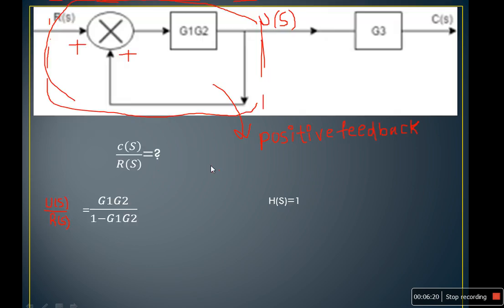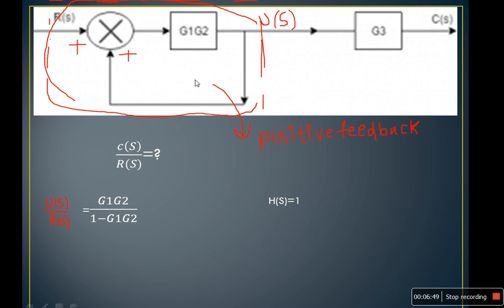Next, this is problem number 3. Here if you observe this circuit, we are having one feedback path, and in addition to that we are having some other block also. In order to do these types of problems, first identify what the feedback is. Here we are having the positive feedback. First we have to eliminate this feedback path.